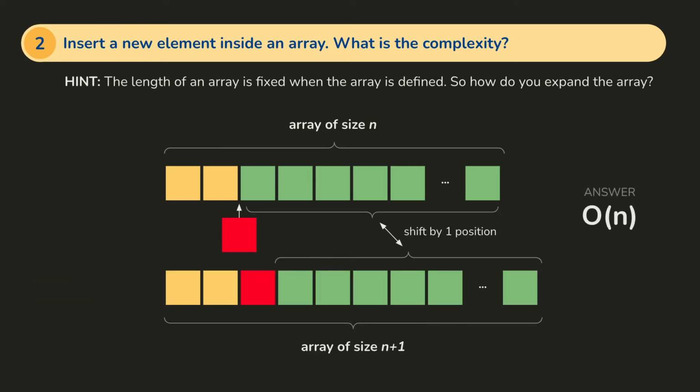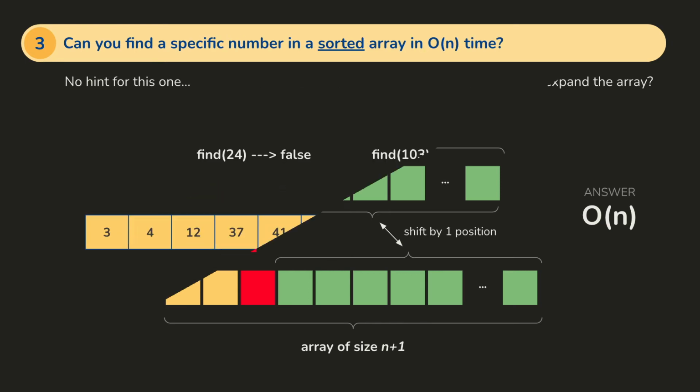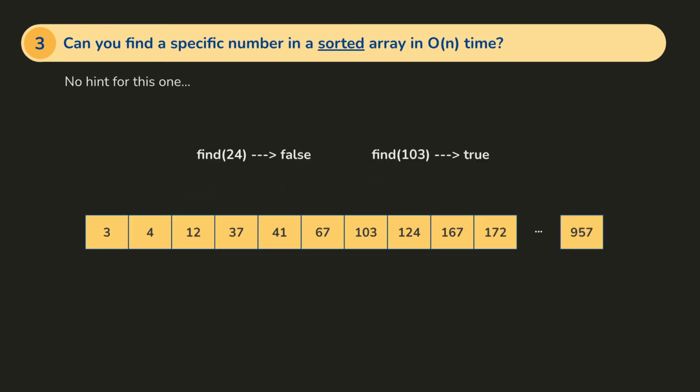The answer is that we have to create a new array of length n plus 1. Copy over the elements before your desired position, insert the new element, then copy over the remaining values. Because we have to iterate through the whole array and copy over the values, the complexity of this approach is linear, big O n.